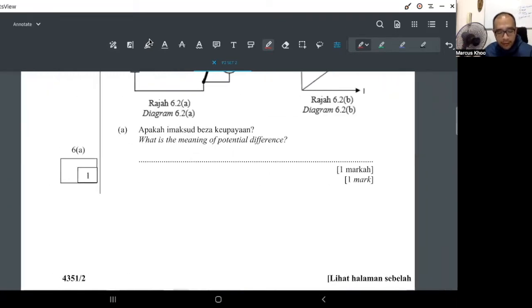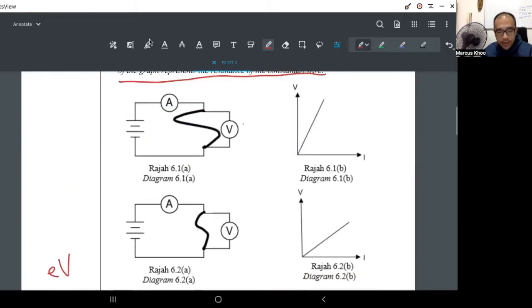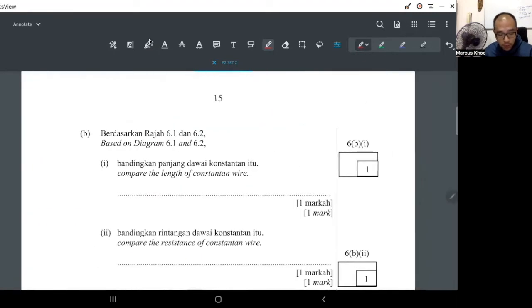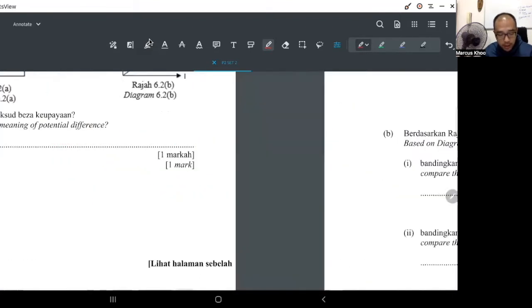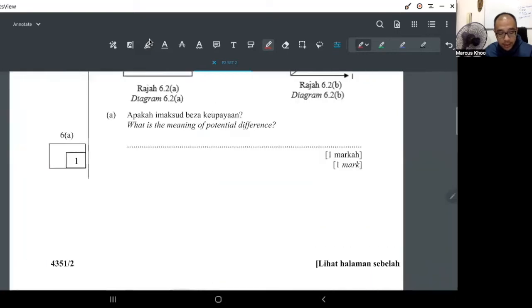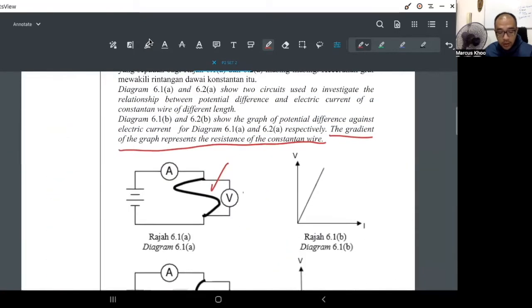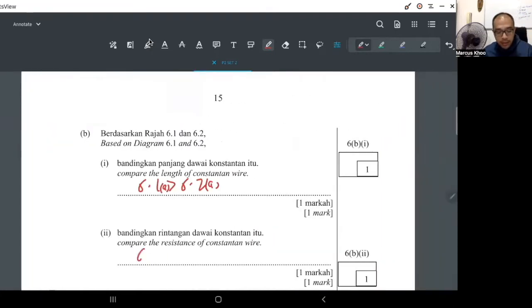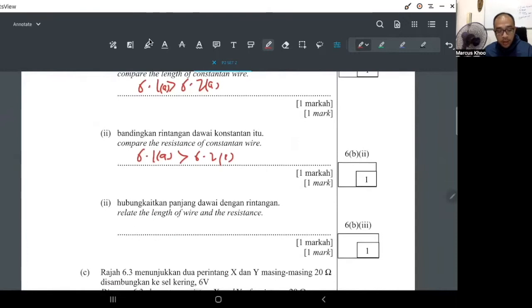Compare the length. You can see over here that obviously 6.1A is bigger than 6.2A, right? Secondly, compare the resistance of the constant wire. This one you need to know. Resistance increases with the length, so the same thing: 6.1A is bigger than 6.2A. Relate the length of the wire and the resistance.